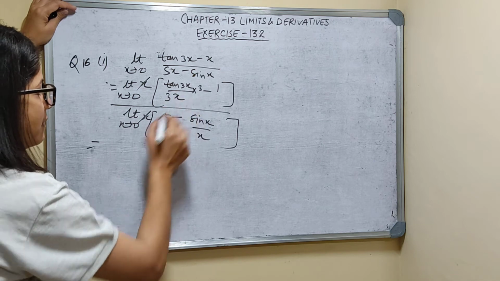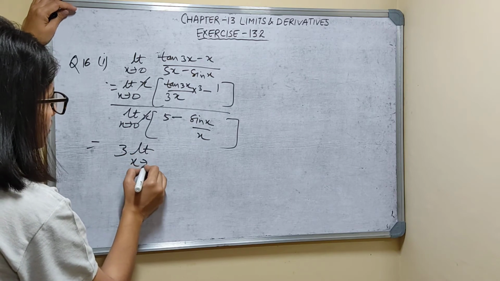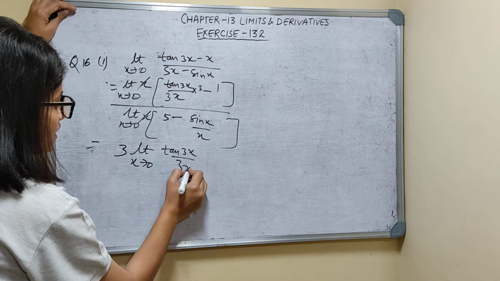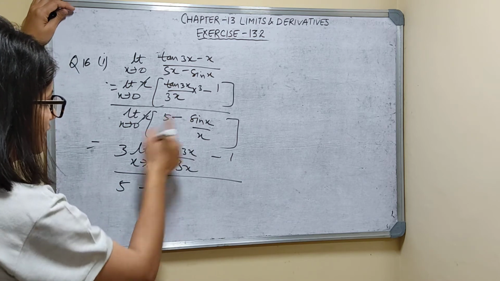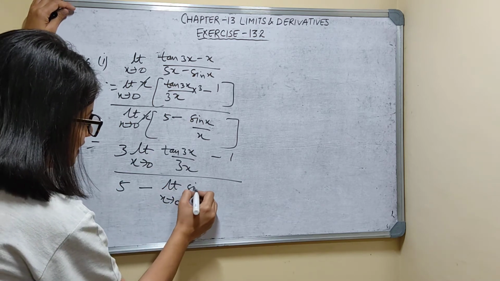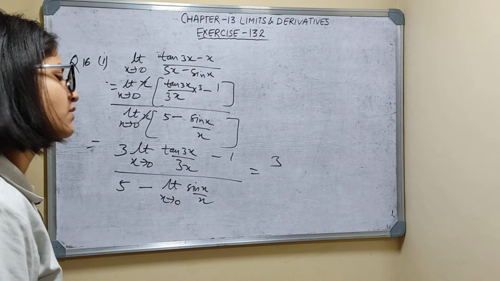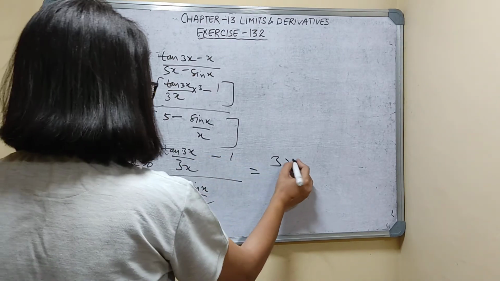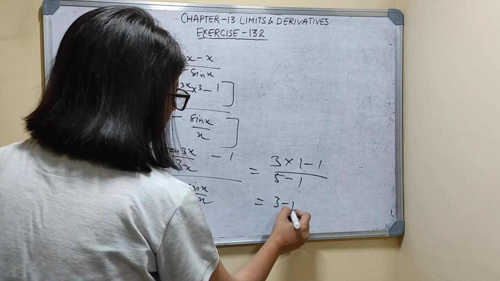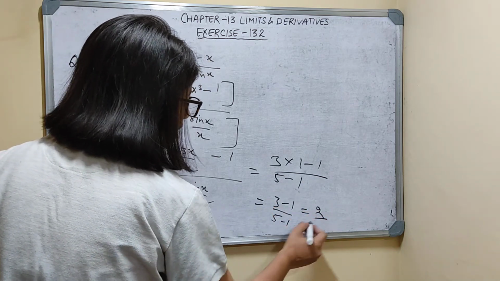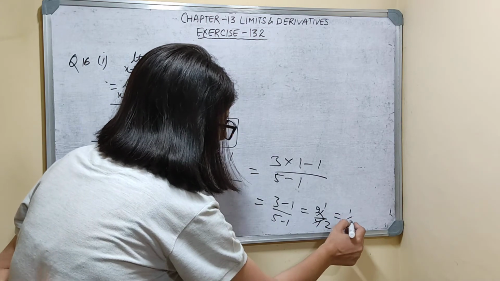Limit x tends to 0 tan 3x by 3x. So I can write this 3 will come out. Limit x tends to 0 tan 3x upon 3x minus 1, limit x tends to 0, 1, that is 1 only, upon 5 outside minus limit x tends to 0 sin x by x. I know this is 3 times limit x tends to 0 tan 3x by 3x. If x tends to 0, then 3x also tends to 0. So tan 3x by 3x is 1. 3 minus 1 upon 5 minus limit sin x by x, that is 1. 3 minus 1 is 2 upon 5 minus 1 is 4. Is it clear? So the answer is 2 by 4, that is 1 by 2.